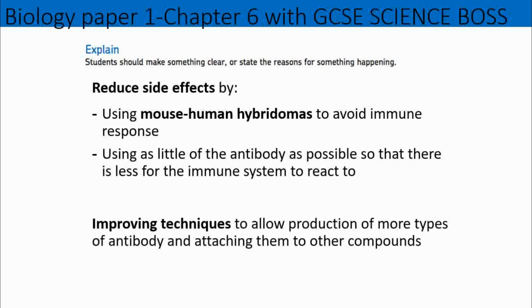Okay, and how can you improve this technique? You can do this by allowing the production of more types of antibody and attaching them to other compounds.